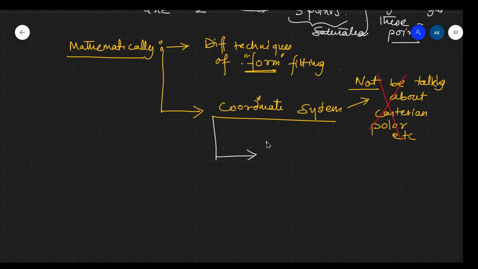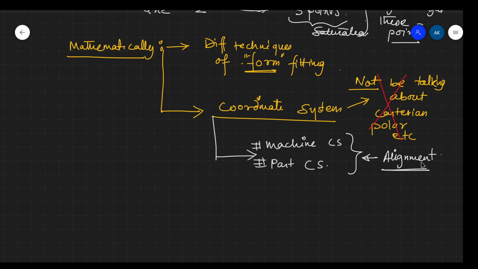Today we'll be talking about the machine coordinate system. I will write CS for coordinate system. Excuse me for my laziness. And the part coordinate system. And the relation between these two is called alignment. So we will be today discussing this, this, and this. Okay. So this is the total scope of today's lecture.